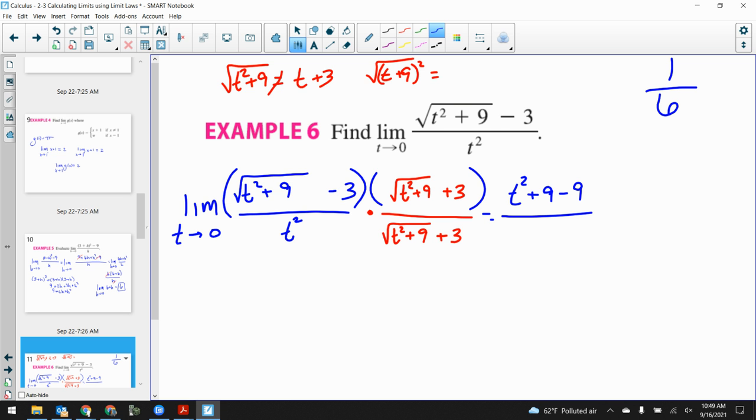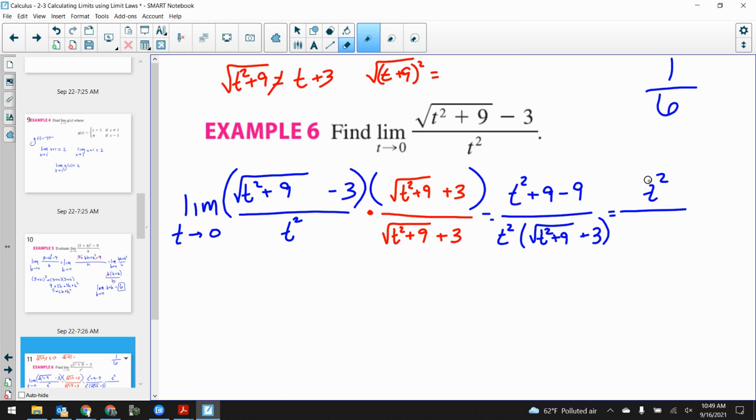Now on the bottom, I just have to go straight away here. T squared, and then square root of t squared plus 9 plus 3. And what's really nice is the plus 9 minus 9 will cancel. So I'm going to get t squared. Oh, that's a t squared over t squared, quantity square root t squared plus 9 plus 3. And now my t squares will cancel out of the denominator. Now I won't have the problem of the denominator equaling 0.